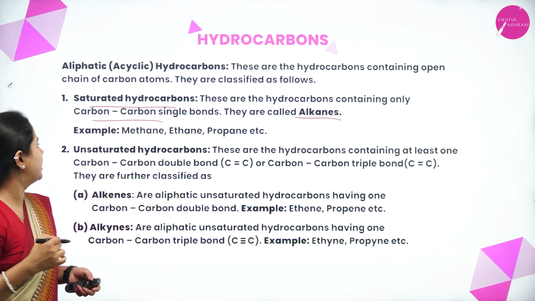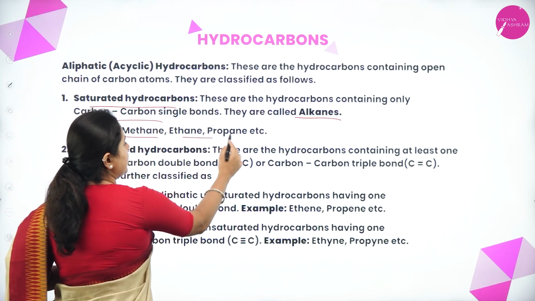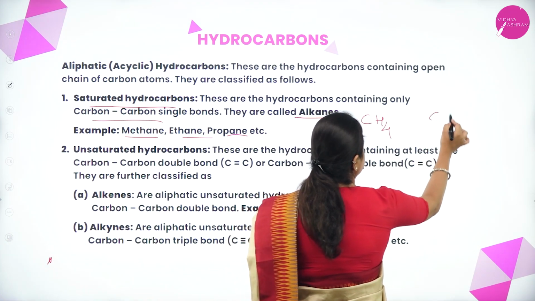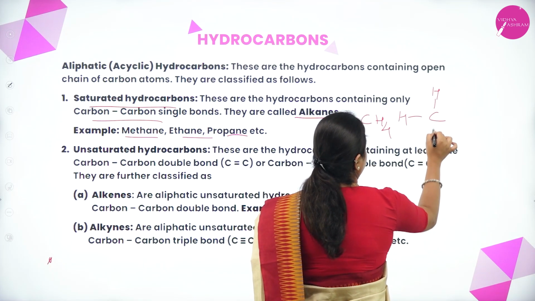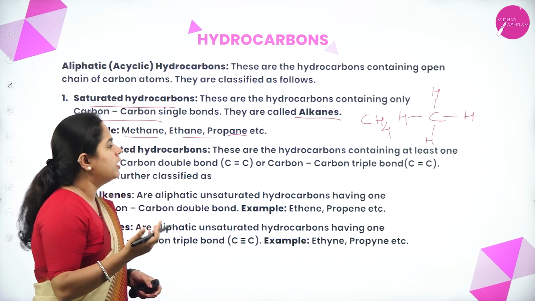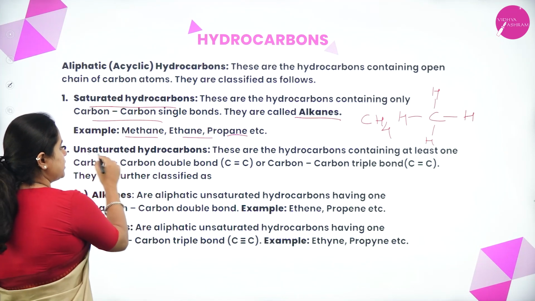And they are called alkanes. So examples are methane, ethane, propane. For example, CH4, methane. In this you can see it is all single bonds, right? Yes.